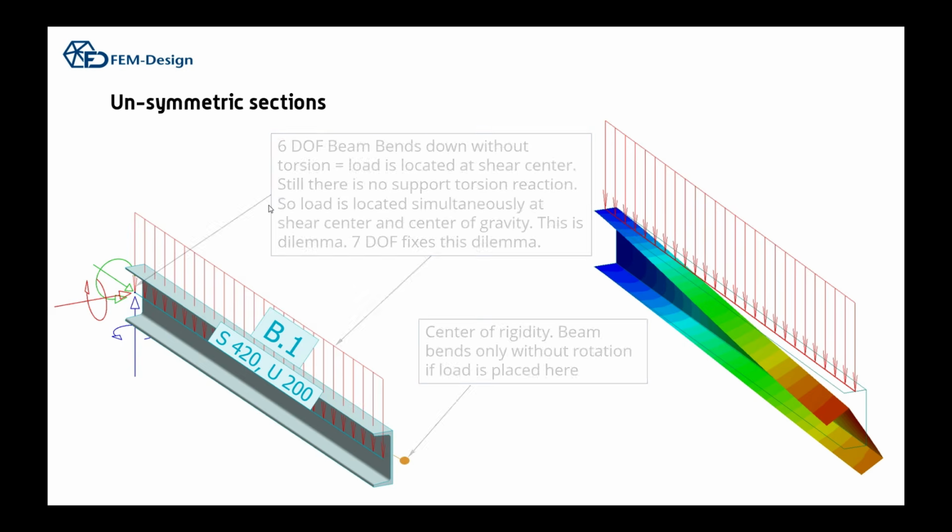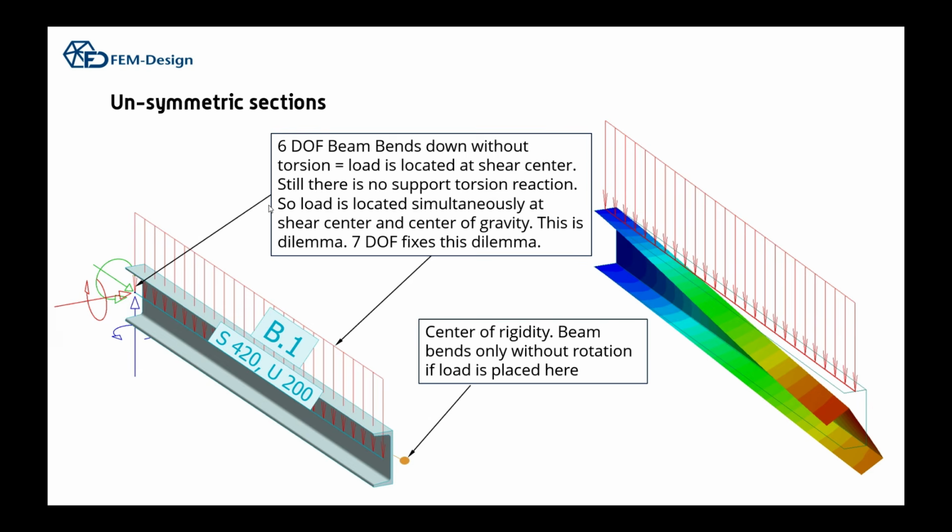Another benefit of 7 degree of freedom is that if we have these unsymmetrical sections, there's always a dilemma in the 6 degrees of freedom beam models because they assume that you place the load in the shear center. But in reality, the shear center is here. So if you place the load here, you don't have any support reaction or torsional reaction, this green vector, rotation vector here, it's 0. But in reality, if you place it on the shear center, then you should have a reaction here. So load cannot be located in 2 places simultaneously. So these do not work in the classical beam theory. But if you apply the warping or 7 degree of freedom, it works perfectly. So you can define the location of the load and the problem is solved.